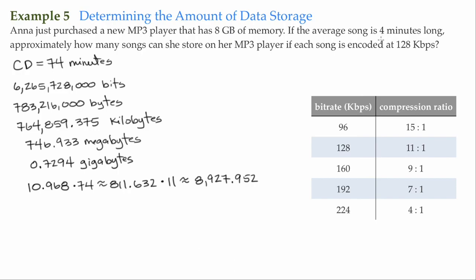If the average song is 4 minutes long, just divide 4 into 8,927.952. And when we do that, it comes out to be approximately, and it doesn't have to be exact, around 2,232 songs she'll be able to store on her 8 gigabyte memory MP3 player. And I think we have it.